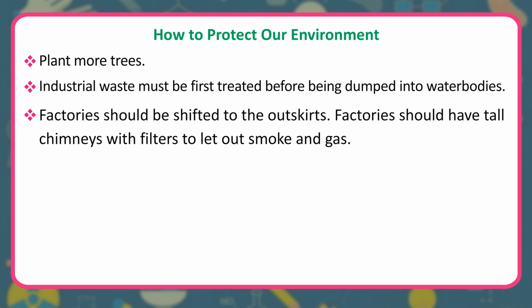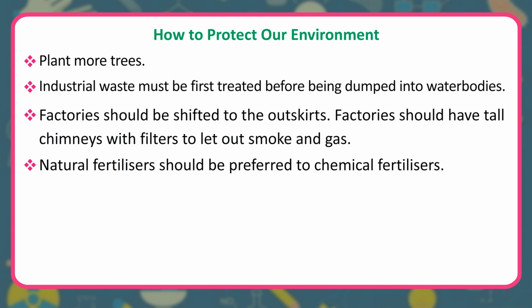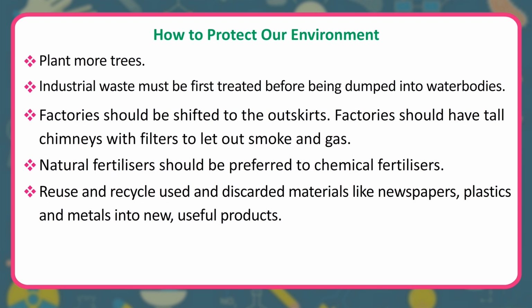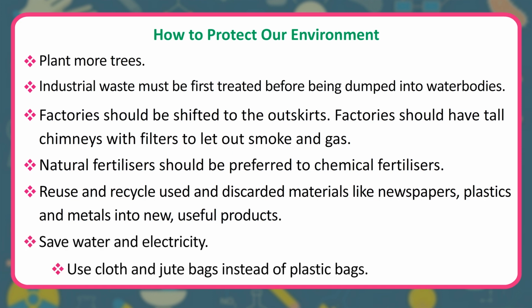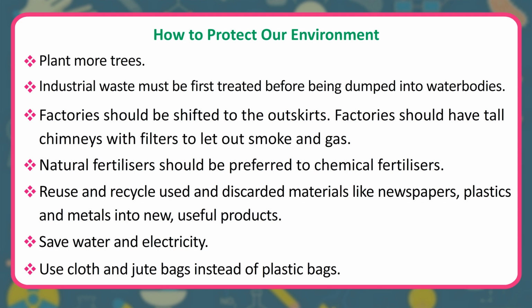Factories should be shifted to the outskirts. Factories should have tall chimneys with filters to let out smoke and gas. Natural fertilizers should be preferred to chemical fertilizers. Reuse and recycle used and discarded materials like newspapers, plastics and metals into new, useful products. Save water and electricity. Use cloth and jute bags instead of plastic bags.